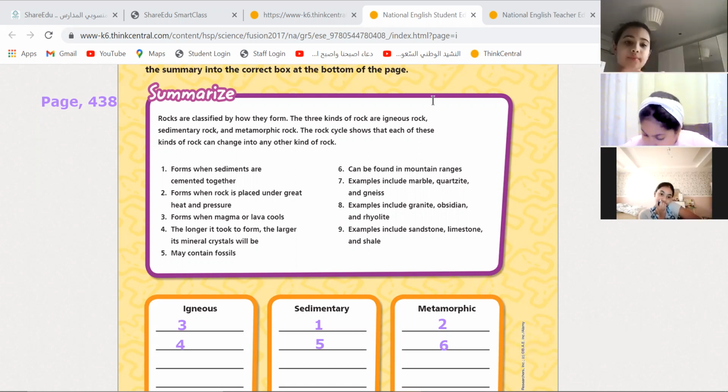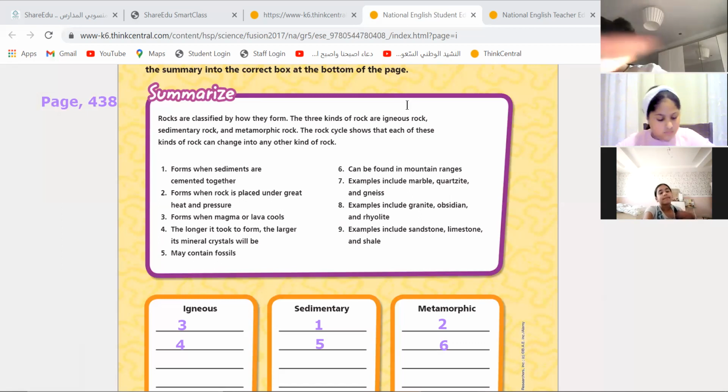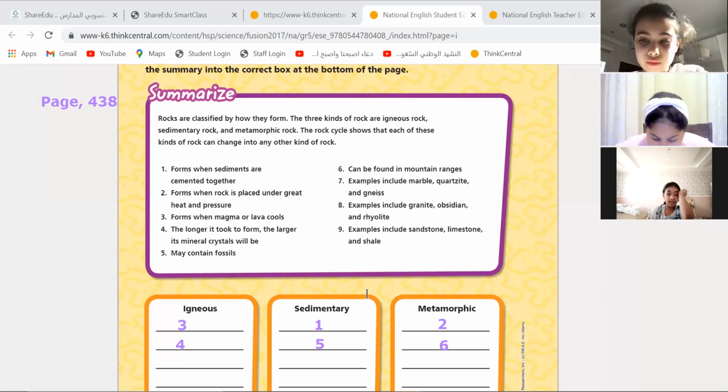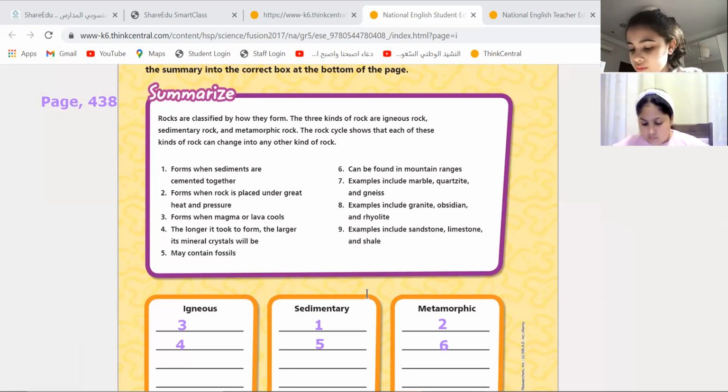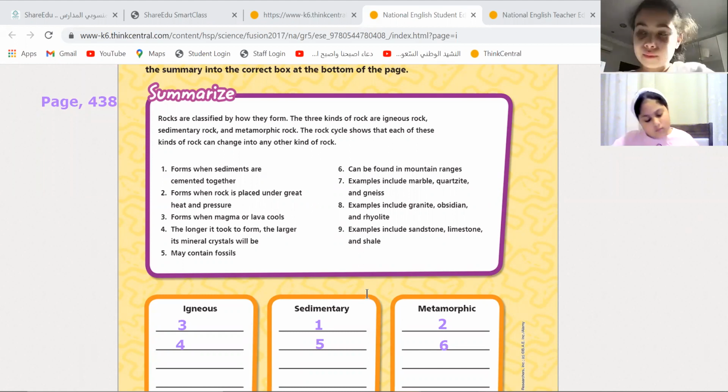Mariana, would you love to answer number seven, please? Examples include marble, quartzite, and gneiss. Excellent. So what are marbles? Are they igneous, sedimentary, or metamorphic? Igneous. Are you sure? Did they just cool down, or did they change a lot until they reached the smooth and shiny look? How did they get their look? They needed a lot of what? High pressure and high heat.